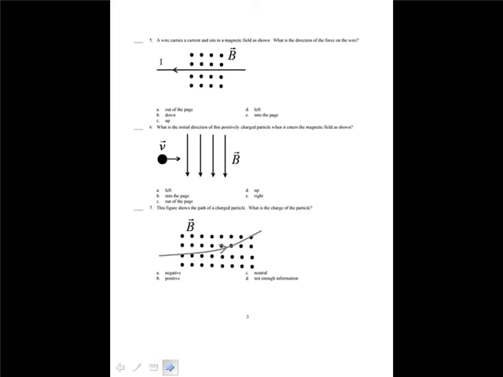You let your fingers go in the direction of I, then your hand has to flip over, your fingers fold in the direction of B, which is out of the page. That gives you a force that is up. So number 5, the option is C, that's up.